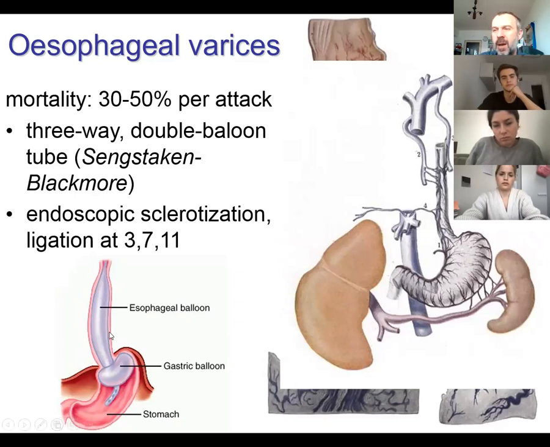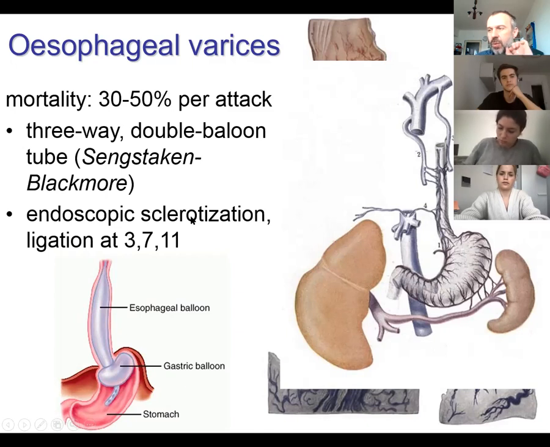So you use the Sengstaken-Blakemore three-way double balloon tube. One balloon to block the tube in the stomach, the other balloon to be inflated to close the bleeding, and the third tube goes into the stomach to suck out the fluid from the stomach. It can stay there for 24 hours, and then you have to remove it. If it still bleeds, you can come to endoscopic ligation or sclerotization.